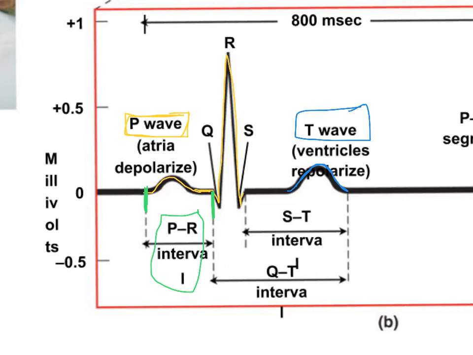Okay? Then we have the QT interval, and the QT interval is from the end of that PR interval to the end of the T wave. So now you're basically looking at the time between the ventricle contracting and the end of the ventricle relaxing. So there might be some things that are going to interfere with that.